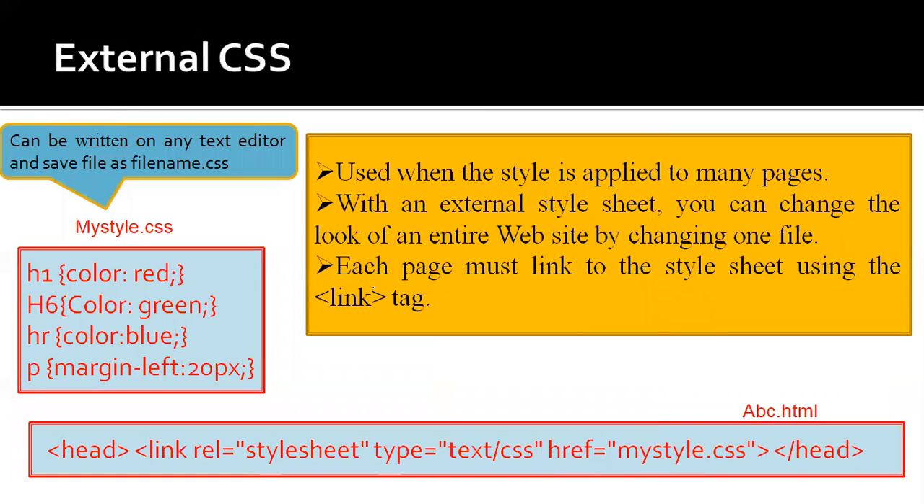The next way to include CSS property is the external style sheet. External CSS is used when the style is applied to many pages. And using external CSS, you can change the looks of an entire website by changing one CSS file. An important point to note is that each page must link to the style sheet using the link tag.